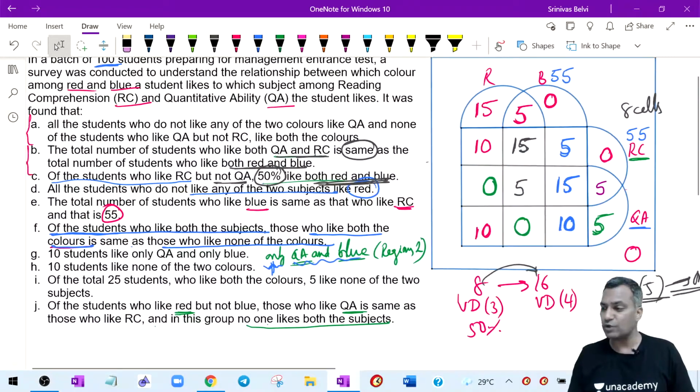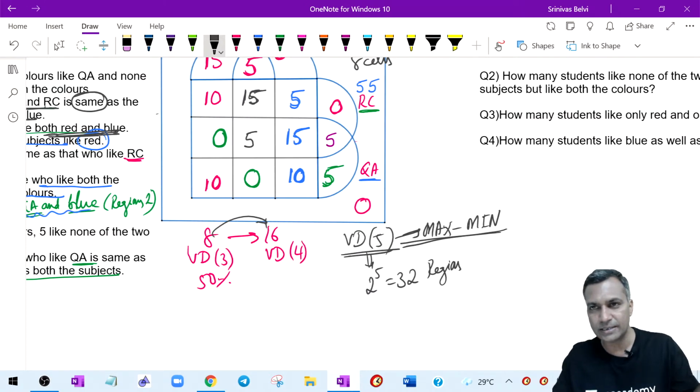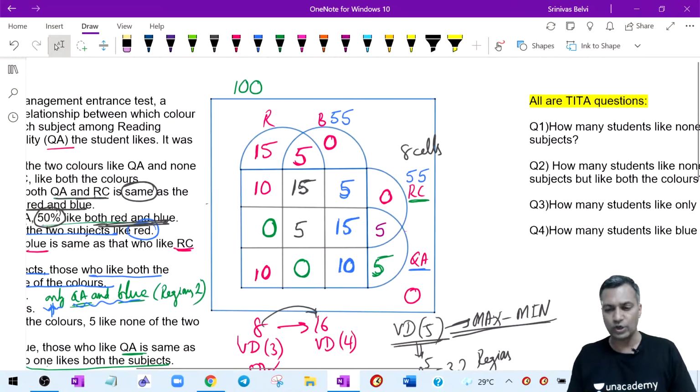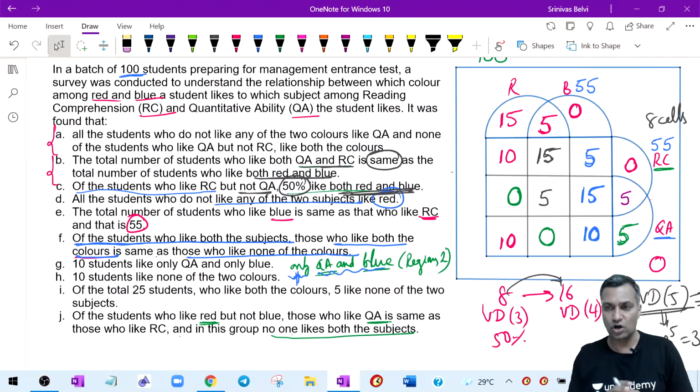But let's see, because we don't draw hereafter, because Venn diagram for 5 will have 2 raised to power 5 regions. That is 32 regions. 32 regions we can't draw on a 2D, right? We will not be drawing it on a 2D. So how do we handle the maxima minima there? They will ask only maxima minima in Venn diagram for 5, because we can't draw and fix those particular cells. Let's see how do we handle that tomorrow.